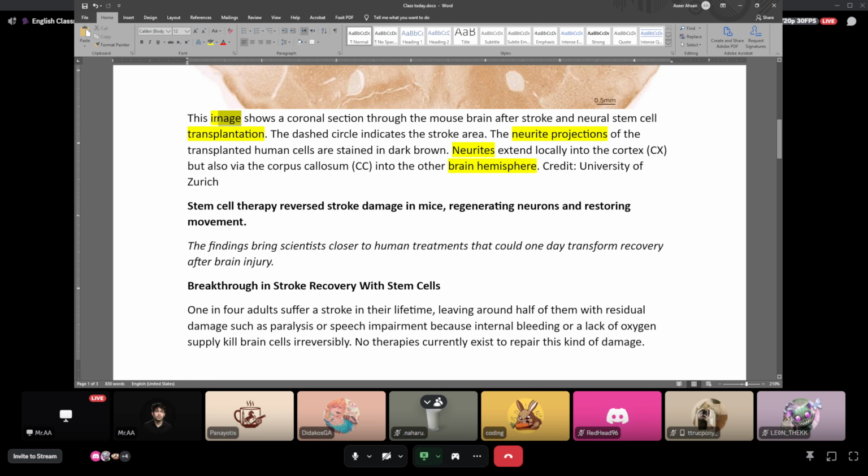Excellent. Can you please read this word again? Image. This word is image. Repeat after me. Image. Image. Very good. And what about this word? Transplantation. Transplantation. Very good. And what about this word? Neurite projections. Neurite projections. Excellent.